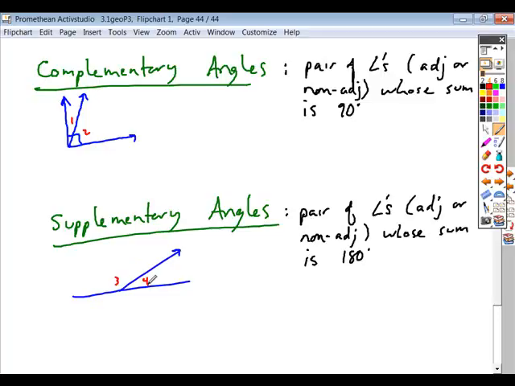Is it true that supplementary angles are a linear pair? Sometimes, always, or never true. A pair of supplementary angles are a linear pair. Would that be sometimes, always, or never true? Sometimes. Here's a case where it is, but you could also take, let's just say, a set with respect to intersecting lines.